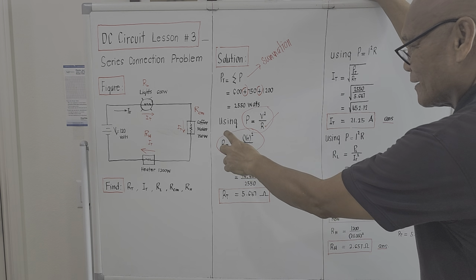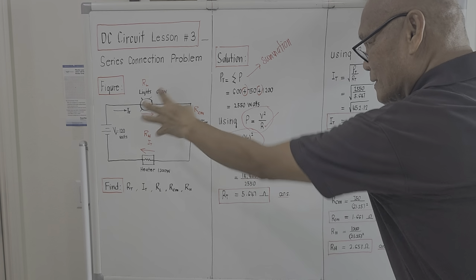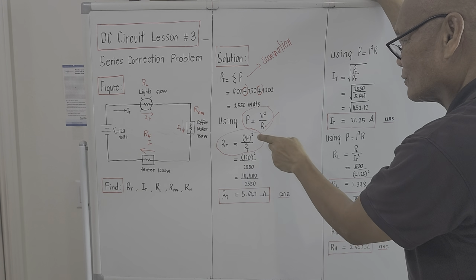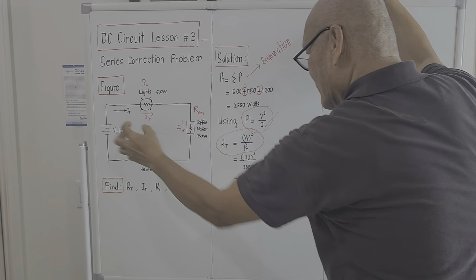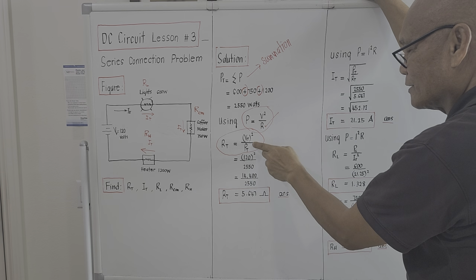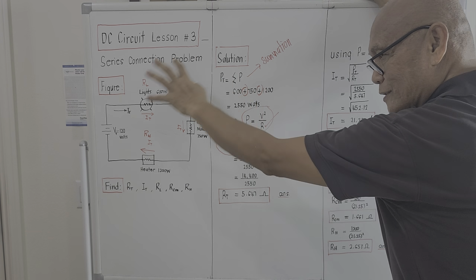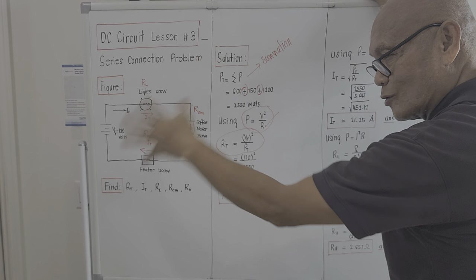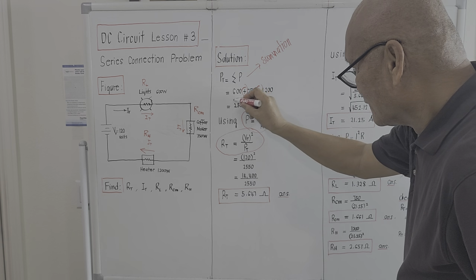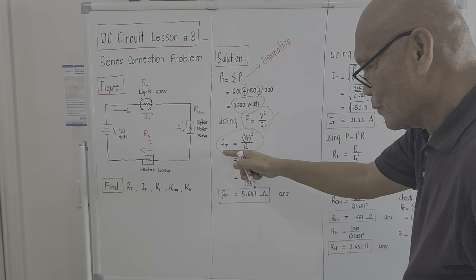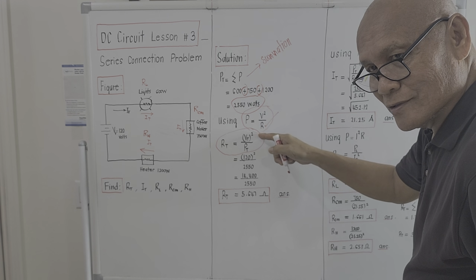So capital letter R with the subscript T, meaning the total resistance of the entire system, should be equal to the square of the total applied voltage, which is 120, all over capital letter P with the subscript T, meaning the total consumption of the entire system. That's why I told you a while ago that we must first compute P total before we could compute R total, because we are given the total applied voltage.